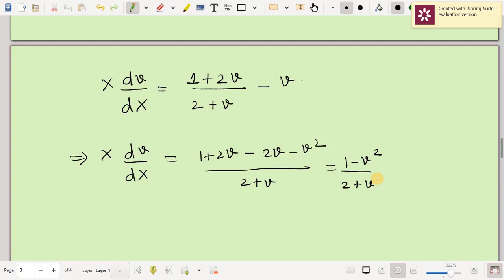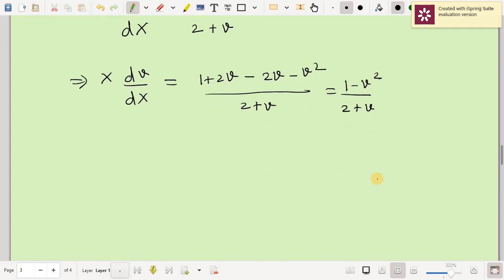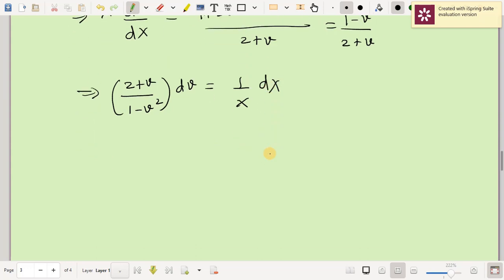So now you can very easily separate the variables. Taking the part of v to this dv, we get 2 plus v upon 1 minus v square into dv is equal to 1 by x into dx. Now you integrate this. 2 plus v upon 1 minus v square, where 1 minus v square can be written as 1 minus v into 1 plus v.